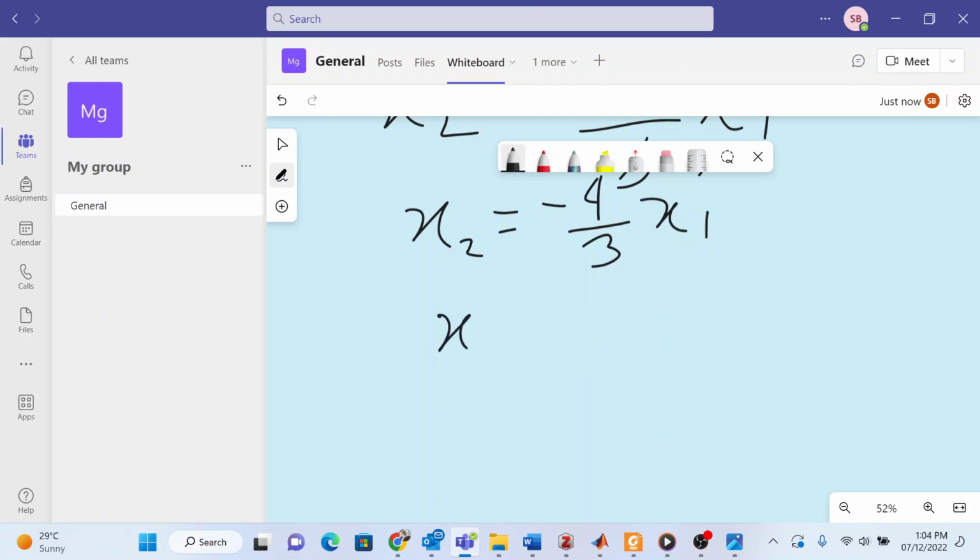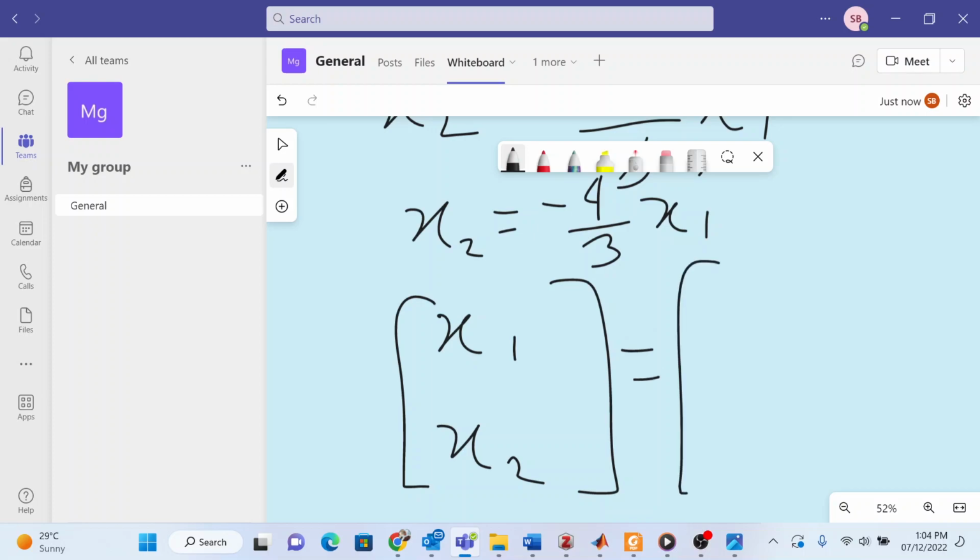So we have x1 and x2. We write it in vector form. So meaning if our x1 should be equal to 1, if you put that 1 here, that means x2 will become minus 4 over 3, right? So this is the vector. This is how the vector will look like.